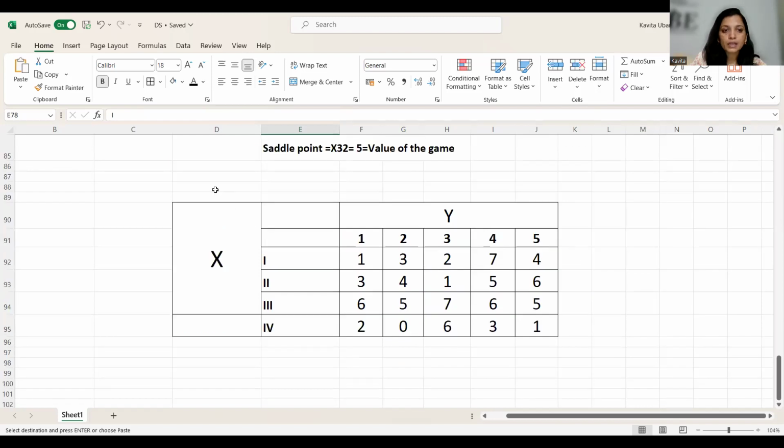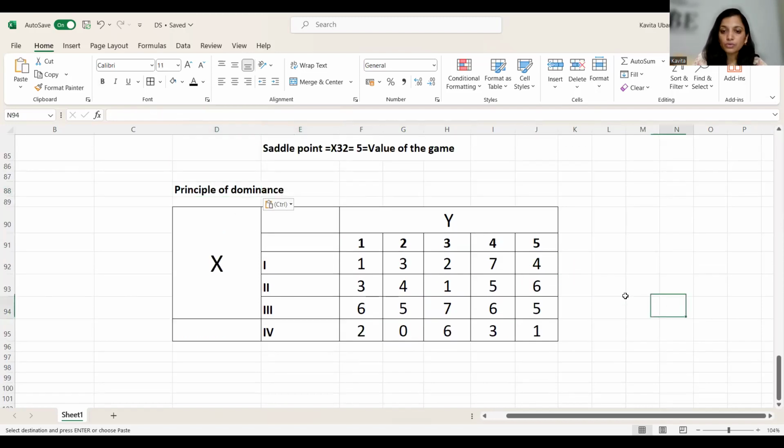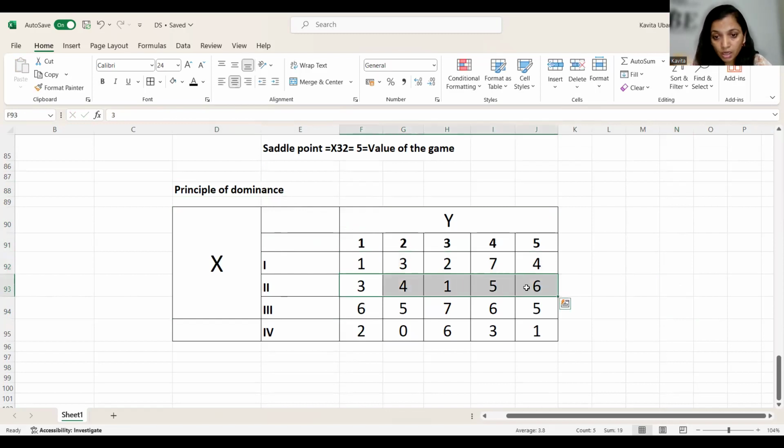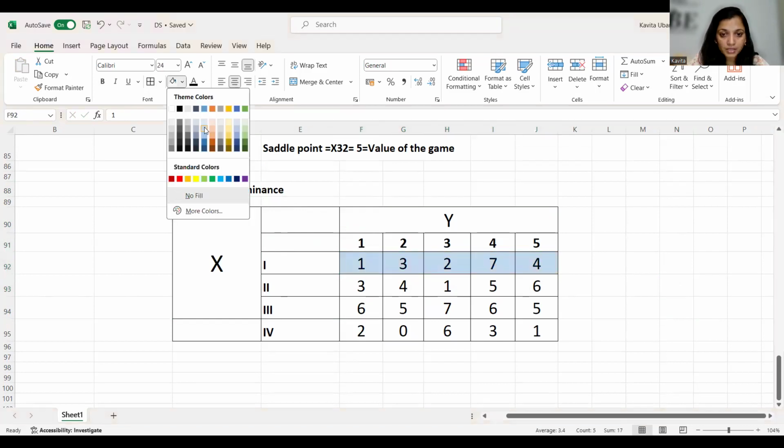So row-wise and column-wise dominance we need to apply here. What is the meaning of dominance in game theory? Actually, we need to compare the values of a row with the values of another row. So, for example, this is the first row, x1, and this is the y row. I'm going to highlight this just for your understanding.